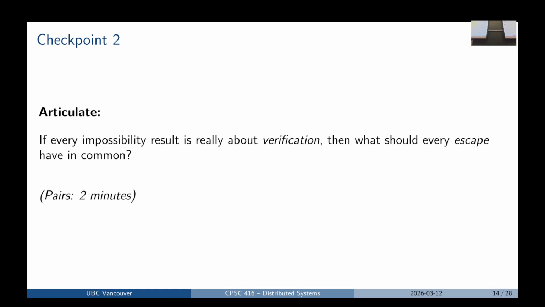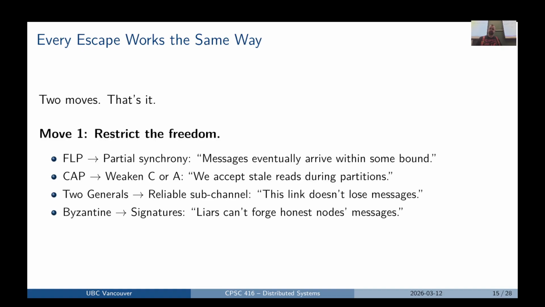We just constrain the problem. We remove one of the degrees of freedom. Now, what we've been doing in each of these cases is exactly that. Oh, you've got F failing nodes. Well, you just simply need to have 3F plus 1 nodes. So you have 2F plus 1 honest nodes. And that's kind of the point.